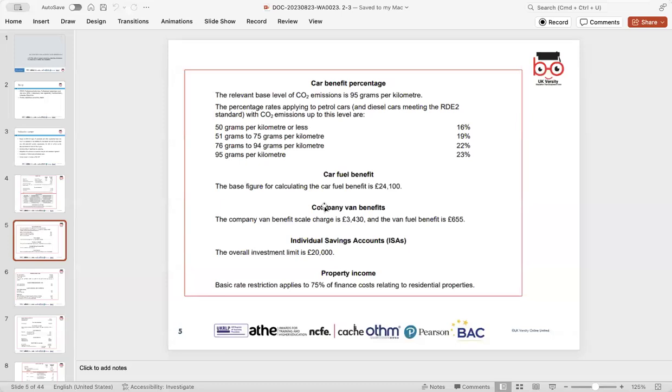Car fuel benefits. The base value used to calculate your car fuel benefit is 24,100 pounds. This figure does not directly translate to the tax you pay. If your company provides a van, two separate categories might apply. A company van benefit scale charge: this is a set amount, in this case 3,430 pounds. Van fuel benefit is similar to car fuel benefit. There is a separate charge for private van fuel usage, which is 655 pounds.